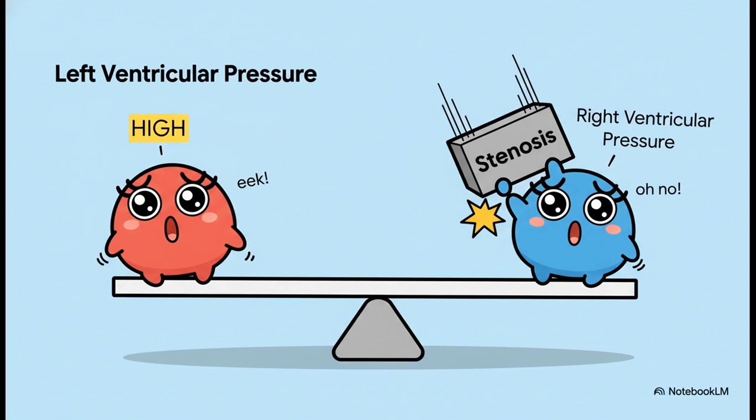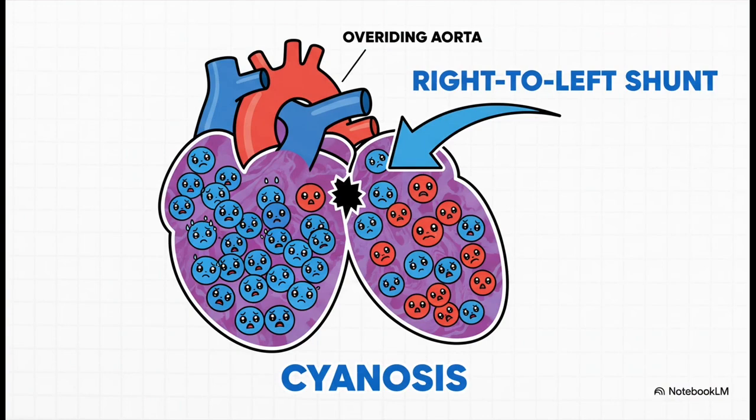The right ventricle has to squeeze incredibly hard to push blood past that bottleneck, so hard that the pressure inside the RV actually becomes higher than the pressure in the left ventricle. And here's the direct result of that pressure flip. You've got higher pressure on the right, lower pressure on the left, and a giant VSD connecting them. What's going to happen? Physics takes over.